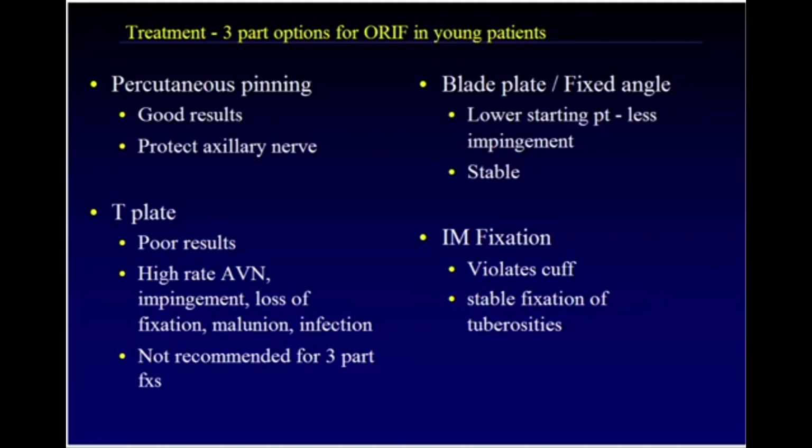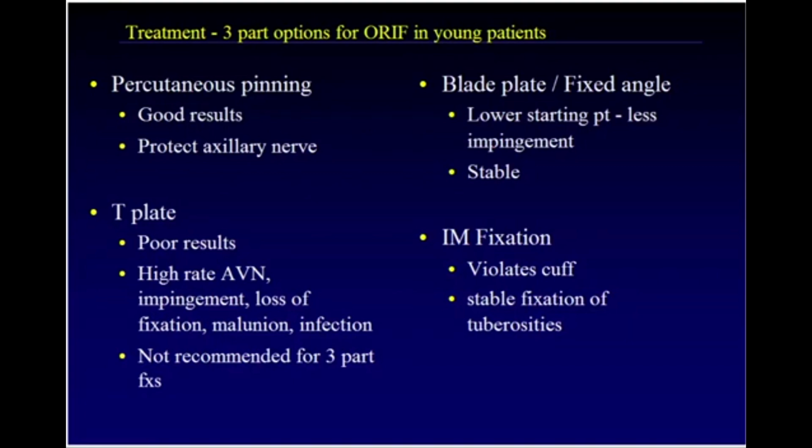A T-plate has historically been associated with poor results. It does not provide secure fixation of the proximal humerus. Also, it has to be placed quite proximally to get adequate fixation and therefore can cause impingement. So you'll have loss of fixation, malunions, infections, and it's not recommended.